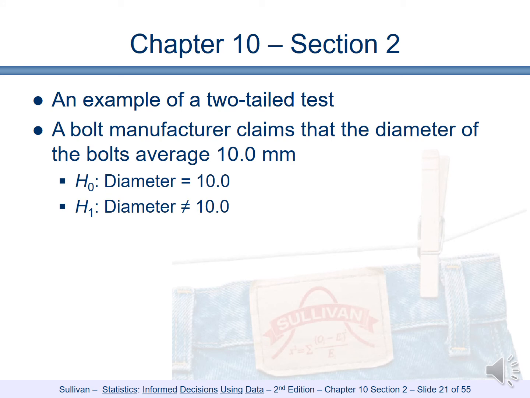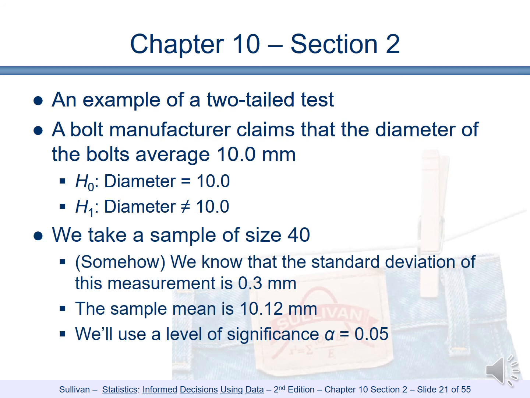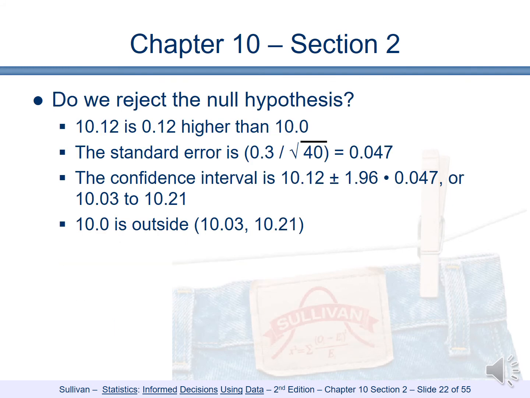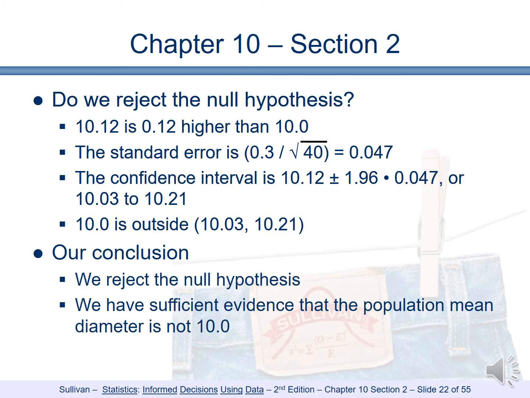Two-tailed test. We have a sample of 40, 0.03, everything's the same. Do we reject? Well, we find a confidence interval. Again, we practice this on our calculator. So we have 10.12 plus or minus 1.96 times 0.047, which leads to 10.03 and 10.21. Is 10.0 inside or outside of our interval? It's outside, so we reject the null hypothesis. We have sufficient evidence that the population mean is not 10. I believe that's what we got just a few minutes ago.